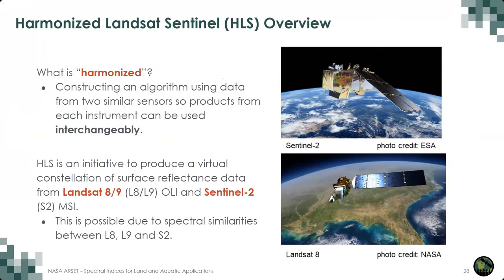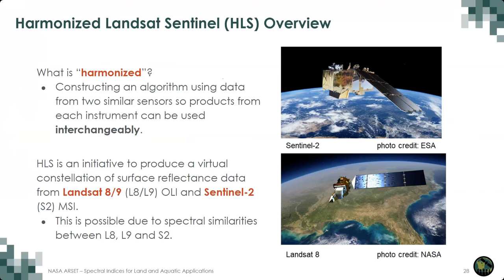The Harmonized Landsat Sentinel 2, also known as the HLS project, is an extension of research conducted at NASA's Goddard Space Flight Center in Greenbelt, Maryland, that takes input data from the joint NASA-USGS Landsat 8 and Landsat 9 and the ESA Sentinel 2A and Sentinel 2B satellites to generate a harmonized, analysis-ready surface reflectance data product with observations every 2 to 3 days. The HLS project is a major outcome of the Satellite Needs Working Group assessment from 2016.